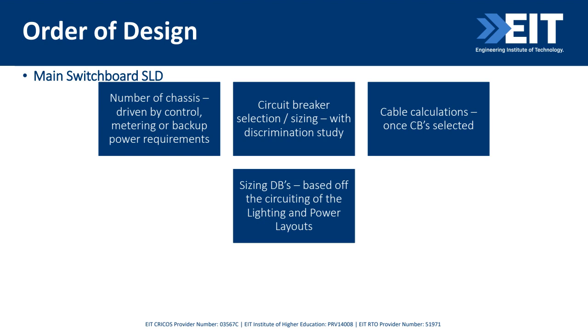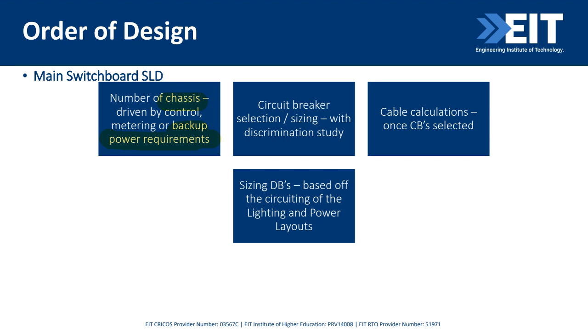Then we can do our single line diagrams. So you've seen the skeletal single line diagram. Now we flesh that out with design information. And what I'm talking about is how many chassis arrangements do you have? So that example before had a couple. It had one for light and power, one for mechanical, one for communications. You'll need to confirm your backup power requirements, so generators and UPS.